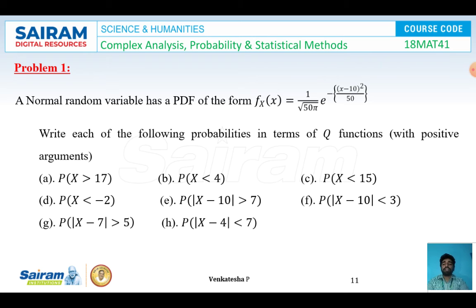Problems on normal distribution. The first problem: a normal random variable has a PDF of the form 1 by square root of 50 pi e power minus of x minus 10 whole square by 50, and write each of the following probabilities in terms of the Q function with positive arguments. The first one is P of x is greater than 17, P of x is less than 4, P of x is less than 15, P of x is less than minus 2, P of mod x minus 10 greater than 7, P of mod x minus 10 less than 3, P of mod x minus 7 greater than 5, P of mod x minus 4 less than 7. So in this problem, the first thing is we have to find the value of mean and standard deviation.